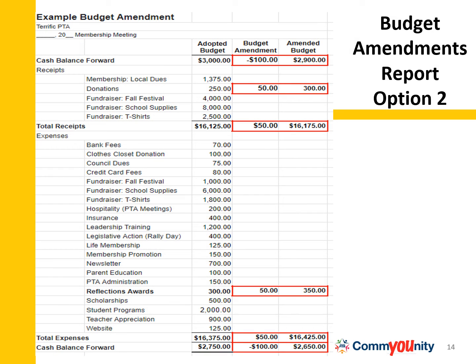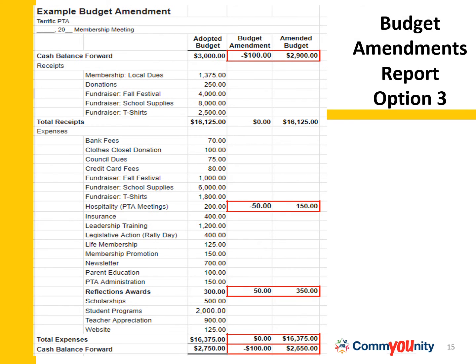In our second example, the PTA doesn't want to reduce their ending carry forward balance for the reflections expense, so they will need to find a way to raise $50 more and add that to an income budget line or decrease expenses in another budget line item. In this example, the PTA believes they can bring in more donations, so they have increased the donations budget line item by $50. As you can see at the bottom, the cash balance forward is only decreased by the decrease in the adjustment for the final ending cash balance at the beginning of the year.